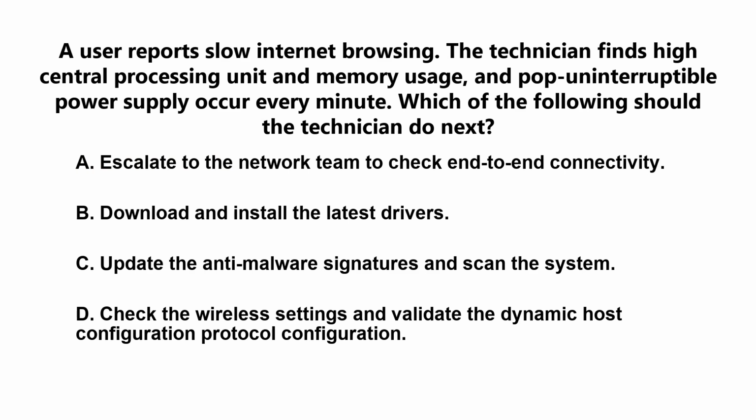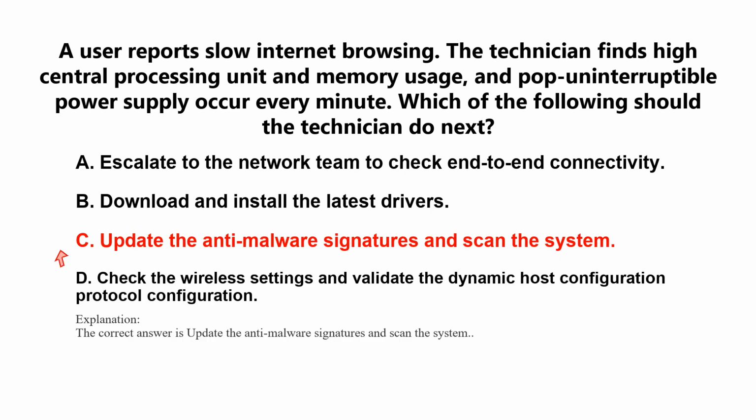Question 66. A user reports slow internet browsing. The technician finds high central processing unit and memory usage, and pop-ups occur every minute. Which of the following should the technician do next? Option A, escalate to the network team to check end-to-end connectivity. Option B, download and install the latest drivers. Option C, update the anti-malware signatures and scan the system. Option D, check the wireless settings and validate the dynamic host configuration protocol configuration. The correct answer is option C, update the anti-malware signatures and scan the system.